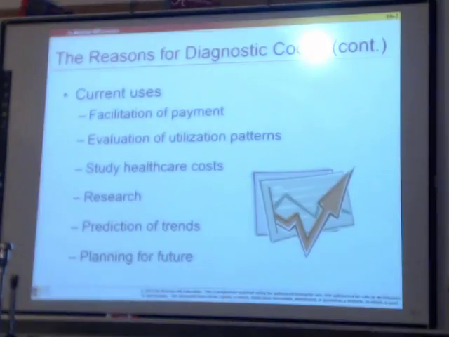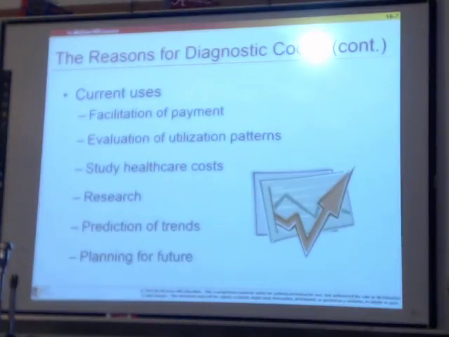Reasons for diagnosis codes, why it's currently used: it facilitates payment. It also helps evaluation and utilization patterns. So when someone's in the hospital, oddly enough, there is a utilization nurse that goes around and reads their chart and determines if they are getting better or worse. And basically, based on their diagnosis codes, there is a specific number of days that a patient can stay in a hospital and the hospital not lose money based on that diagnosis code.